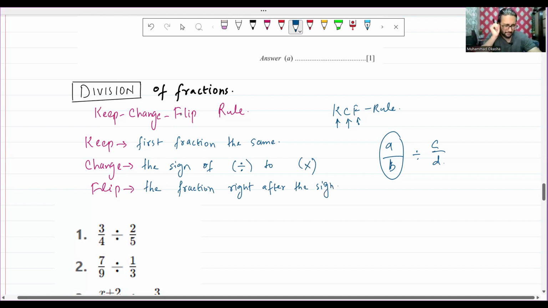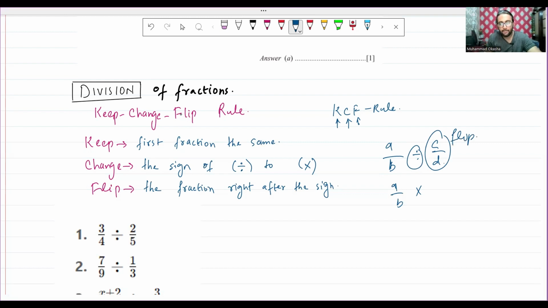I'm sure you've done this before. I don't think it's very new. So the first thing I did was I kept the fraction the same. I did not change anything there, so in the next step I'll write it the same. Now I'll convert this division into multiplication, and I'll flip this one. So it'll be d divided by c. That's it. That's how we do division.